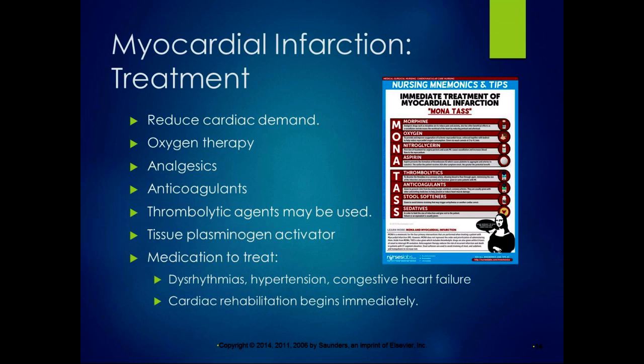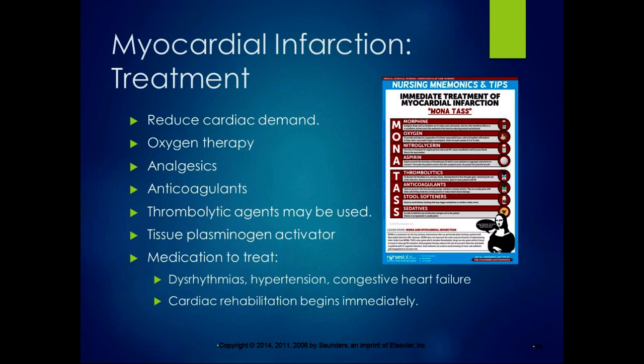So I included, like I did in the electrolytes chapter, some of these nursing mnemonics. You do not have to remember these because we're not administering these, but it's just a little thing of interest to know how they're treating those myocardial infarctions. So we're going to reduce cardiac demand, we're going to use oxygen therapy, analgesics, anticoagulants, sometimes they use thrombolytic agents to keep those clots from going into your cerebral arteries. They'll use the tissue plasminogen activator.